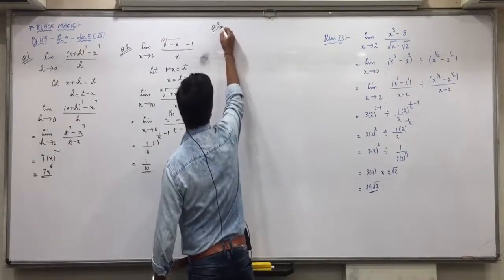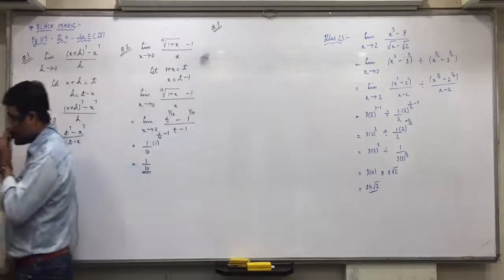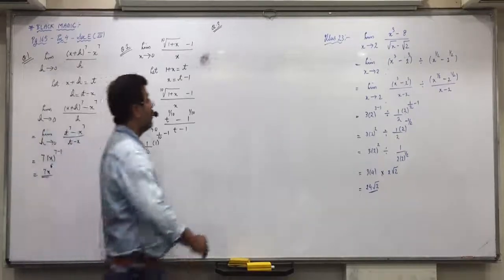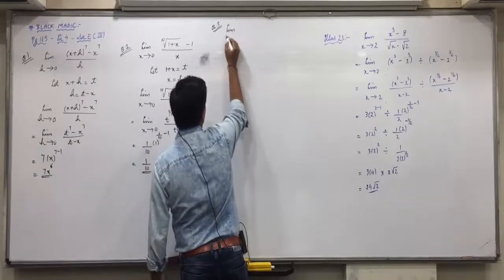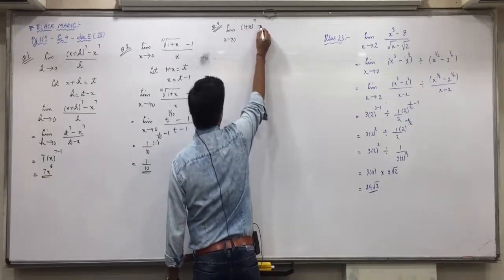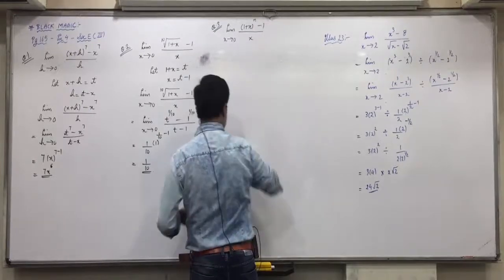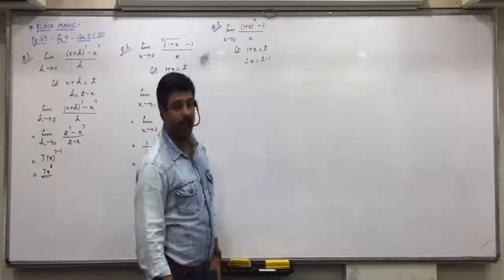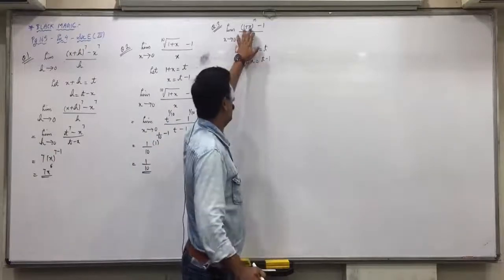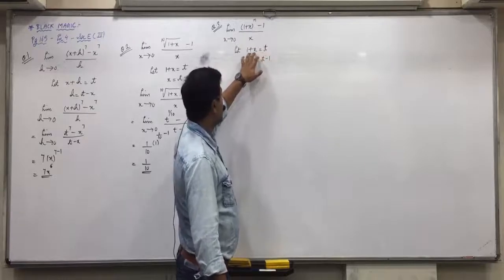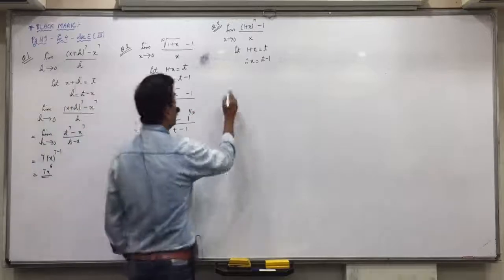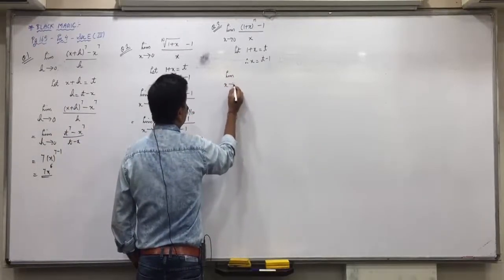Question 3. Limit x tends to 0, 1 plus x raised to n minus 1 upon x. Yes, did you understand this? First thing we have to do is apply the black magic. What is that black magic? 1 plus x equals t. So x will be equal to t minus 1. Any confusion in this?